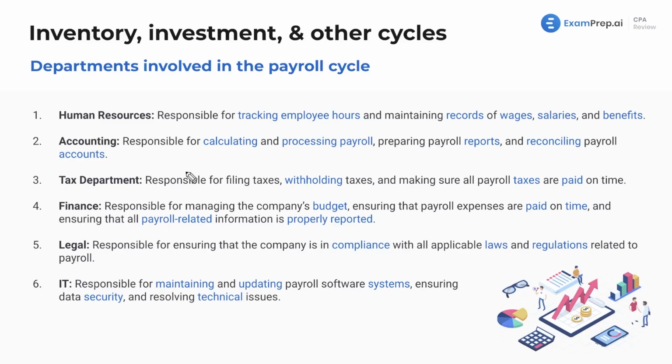The tax department, they're going to file taxes. We have a lot of taxes when it comes to hiring someone. Hiring someone is pretty expensive and very costly because you need to withhold money and then pay it to the IRS and pay extra taxes on those employees. For the finance department, you're responsible for managing the company's budget, ensuring that payroll expenses are paid on time, and ensuring that all payroll-related information is properly recorded.